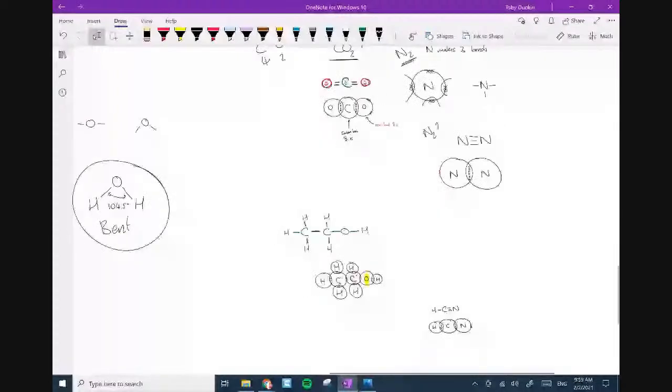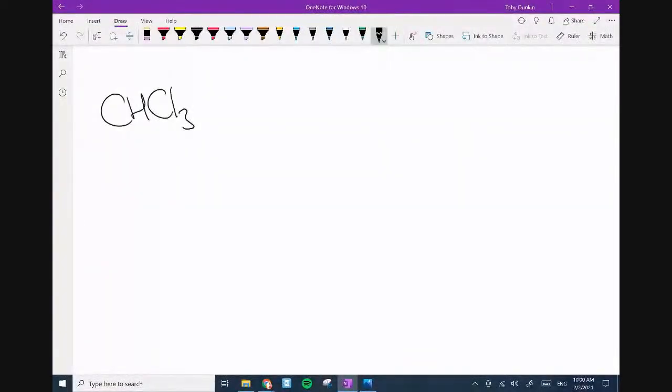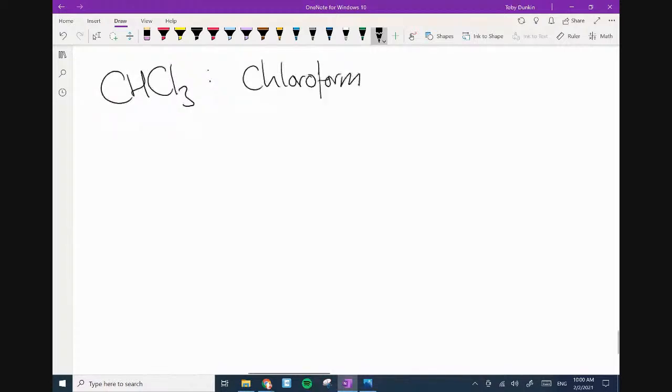Do you want to see something cool? So chloroform. Chloroform is CHCl3. This is otherwise known as chloroform. I wonder if anyone knows what chloroform was used for. So carbon is at the center. It makes 4 bonds. Hydrogen makes only 1. And chlorine is a halogen, only makes 1 as well. There's chloroform.